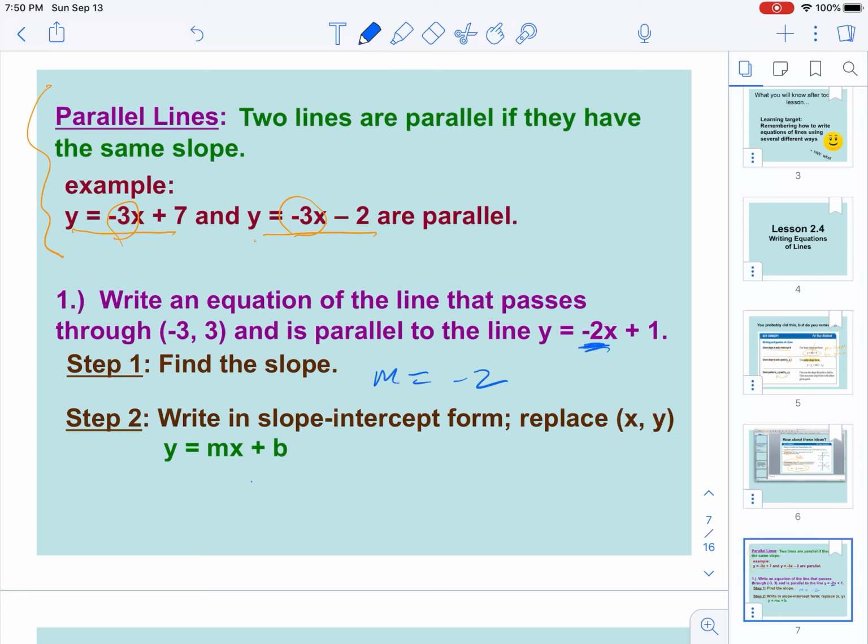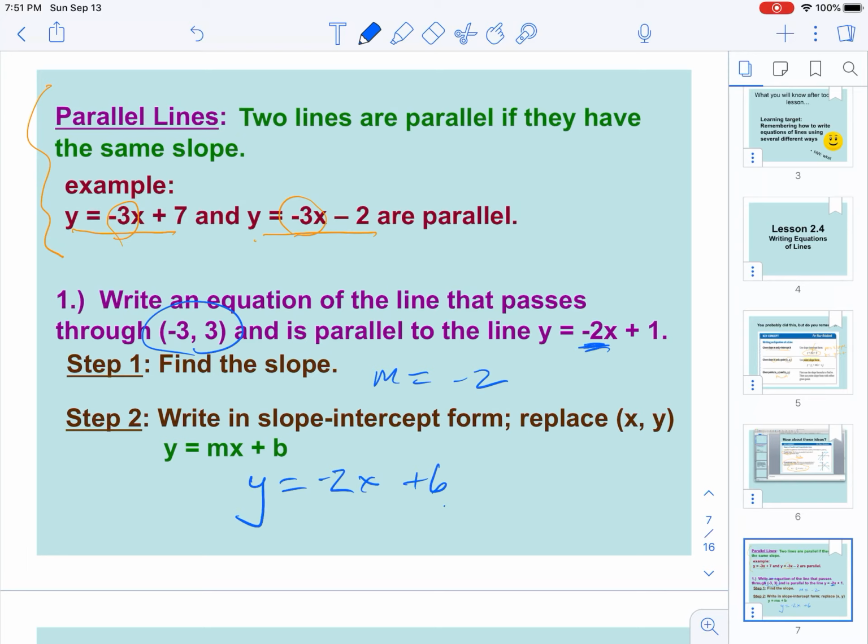So I am going to go y equals mx plus b. And I'm going to put my slope of -2 in that equation. That is the equation of a line that has the slope of -2 and a y-intercept of 6, but we don't know if that is exactly what's happening here. So we have to take it a step further.